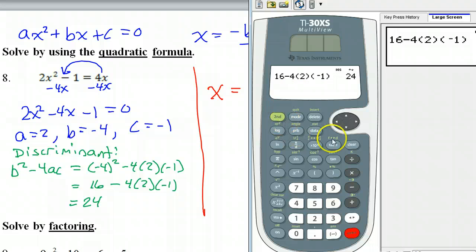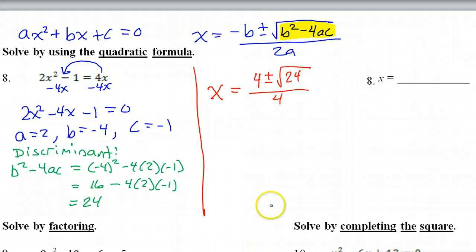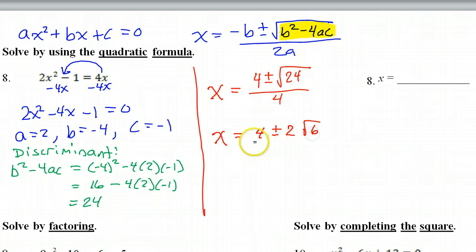Alright, let's see what that is. So square root of 24. Alright, that is 2 radical 6. So when you rewrite this, what you have is 4 plus or minus 2 radical 6, all over 4.